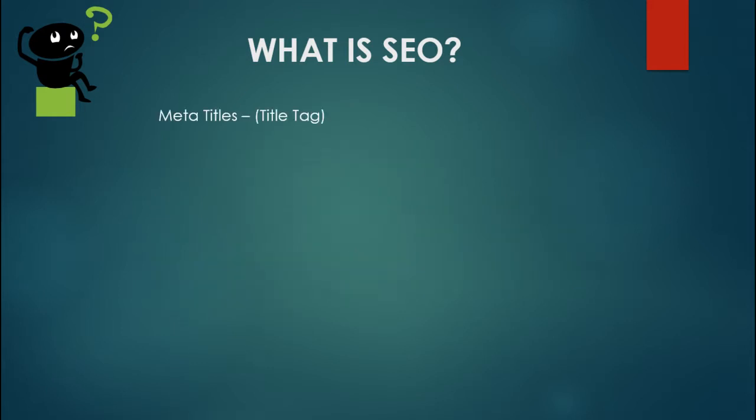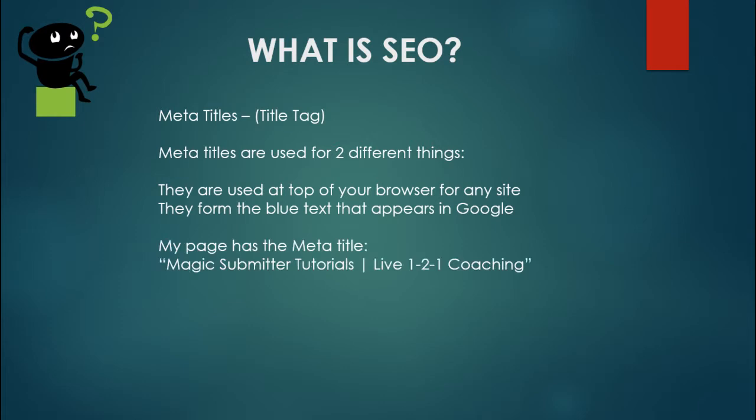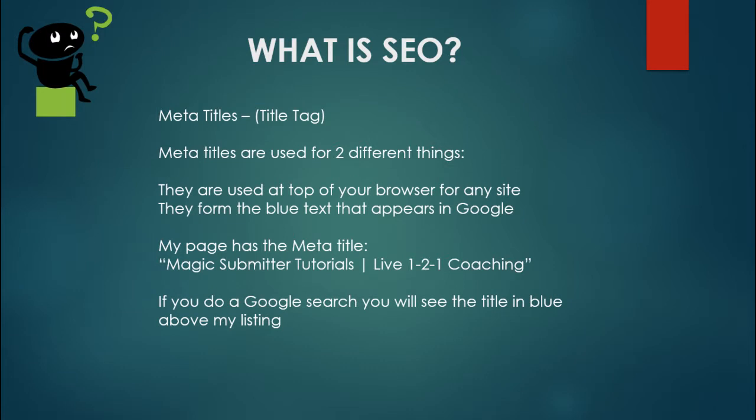First of all, we need to look at the meta titles. They're also known in the industry as the title tag, and meta titles are used for two different things. They're used at the top of your browser for any site, and they form the blue text that appears in Google's. My page has the meta title, Magic Submitter Tutorials Live One-to-One Coaching. If you do a Google search, you will see the title in blue above my listing.